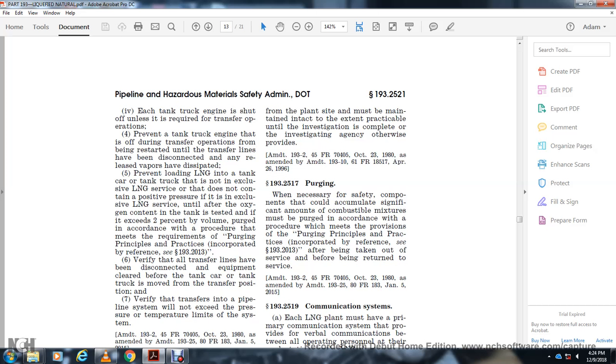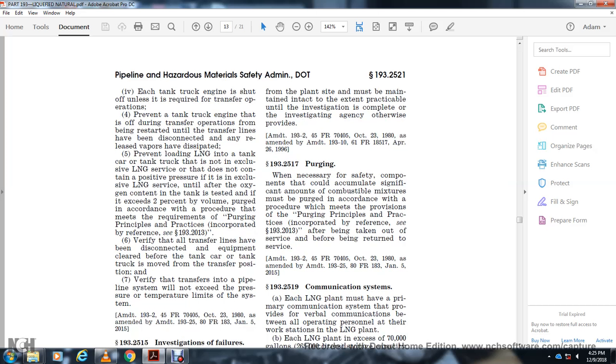When necessary for safety, components that could have accumulated a significant amount of combustible mixture must be purged in accordance with the procedure to meet the provisions of purging principles and practices after being taken out of service and before being returned to service.